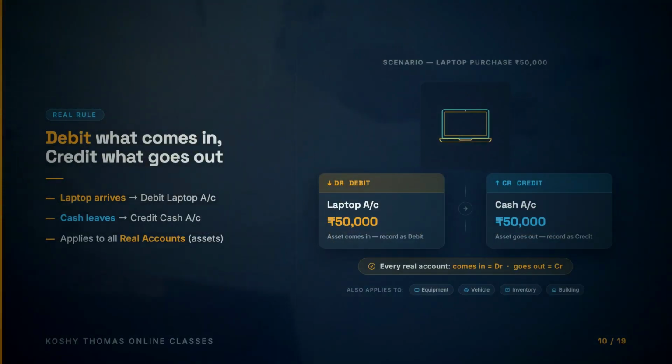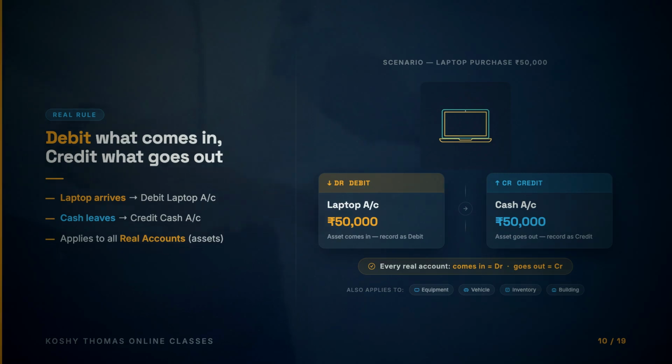Real accounts, assets, things the business owns. The golden rule here: debit what comes in, credit what goes out. Say your company buys a laptop for 50,000 Indian rupees cash. The laptop is coming into the business, so debit the laptop account. Cash is going out, so credit cash.